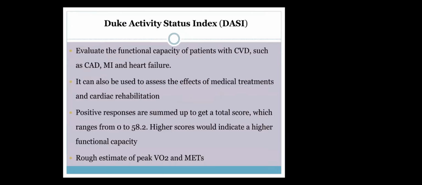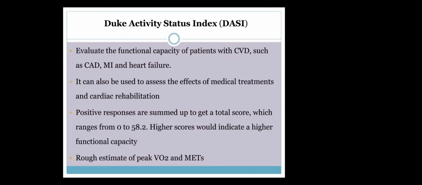So next is the Duke Activity Status Index, most commonly called DASI. It helps to evaluate the functional capacity of patients with cardiovascular disease, such as coronary artery disease after myocardial infarction or heart failure. It can also be used to assess the effects of medical treatments and cardiac rehabilitation programs. Positive responses are summed up to get a total score, which ranges from 0 to 58.8. A higher score indicates higher functional capacity and vice versa.